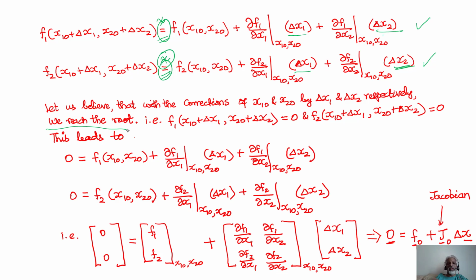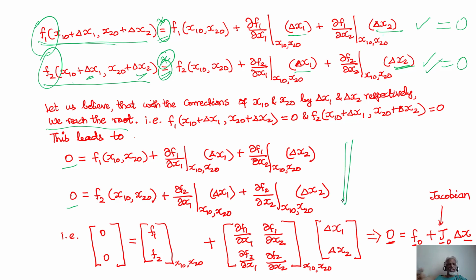That means this function evaluated at this new point, we believe it is going to be 0. Again, f2 evaluated at the new point with the corrections made to x1 naught and x2 naught, we believe it will take us to 0. Whether it happens or not, we do not know, but we believe. That's the way to move forward in the solution of the problem. Therefore, we are going to equate these functions f1 and f2 to 0. So these expressions reduce to what you see here. Exactly everything is the same, except that we have replaced f1 at the new point and f2 at the new point with zeros, for each of those equations.